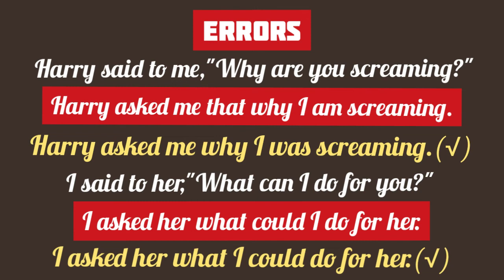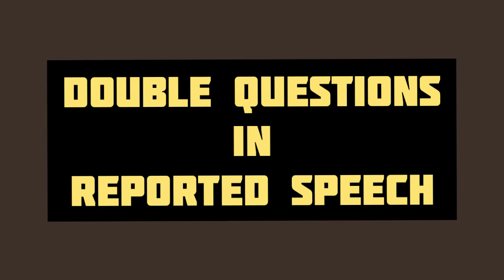In the second example, the highlighted sentence has a fundamental mistake. The WH question or the interrogative sentence has not been changed to an assertive sentence. The auxiliary verb could cannot come before the subject I here. So the correct sentence would be, I asked her what I could do for her. Finally, let's learn how to change the narration of two or more questions in reported speech together.